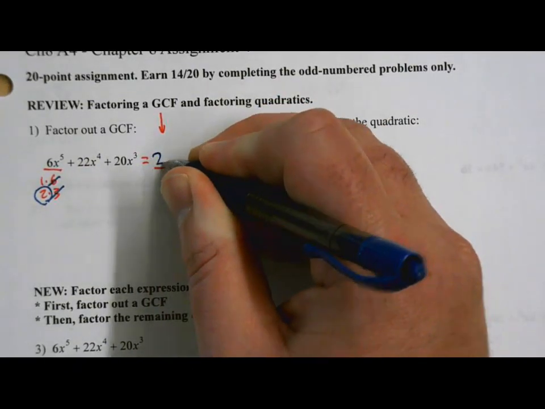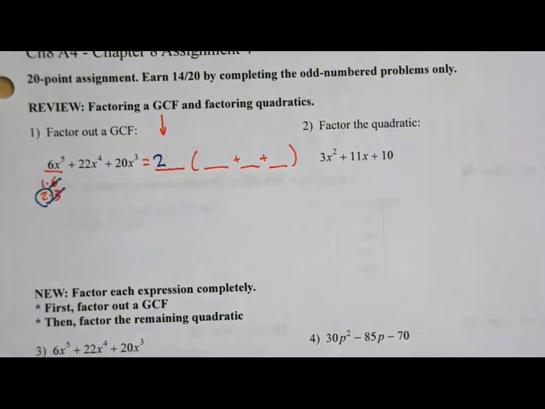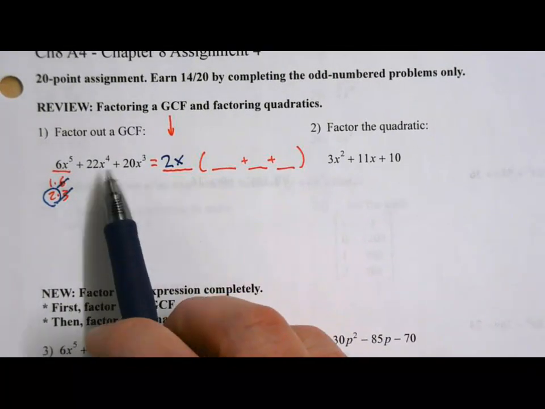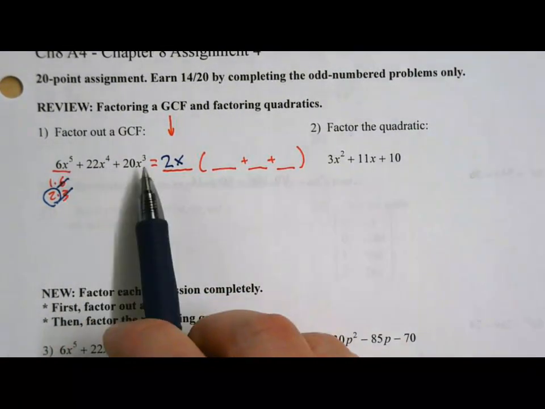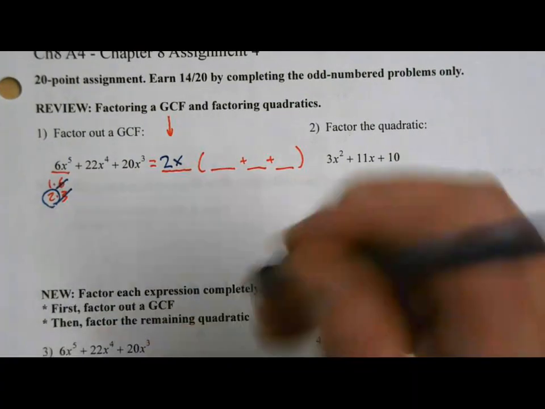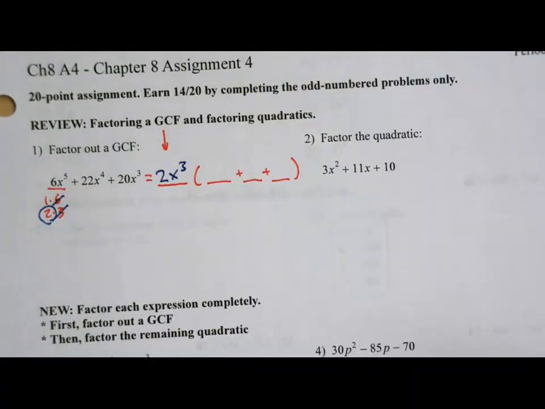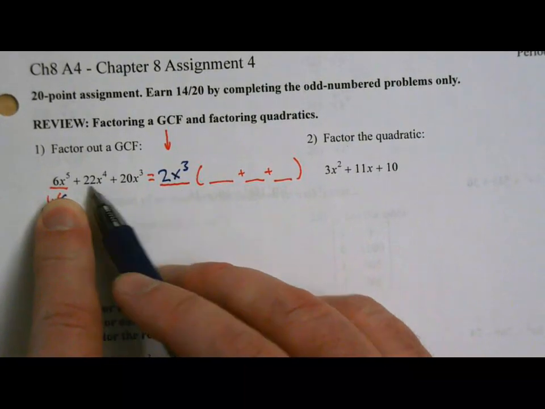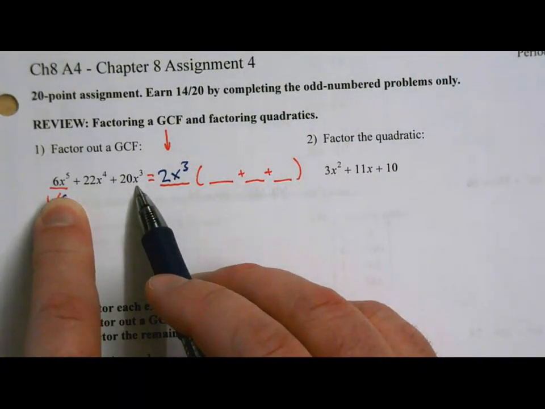So 2. And then do we have x's in all three terms? Yes, we do. I want the most x's I can get outside. So what's the most x's that I can pull out of all three of these terms? I can get 3 x's out of all of them. So kind of the shortcut or the cheat code to that is to just look for the smallest exponent. So we got 2x to the third. So now I just need to figure out what goes inside, so that when we multiply by this 2x to the third, we would end up getting our original expression.